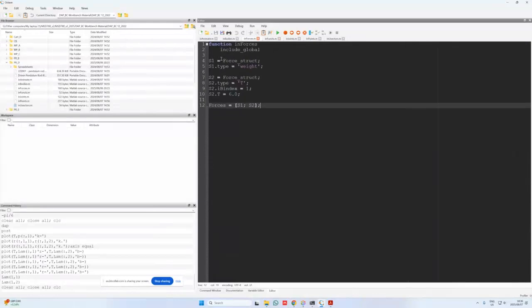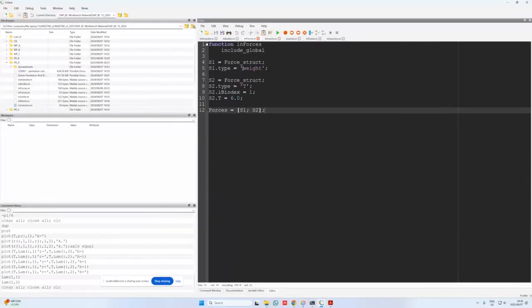The forces are now going to change. I still have the weight force acting on the system, but now I also specify S2, still a force structure. Dot type is now T, so this means I specify a torque. For a torque, I need to specify two things: the body index, so the body on which the torque is acting, and the magnitude or actual value of the torque, which includes the sign as well. Positive for counterclockwise, negative for clockwise. In this case, I'm applying a counterclockwise torque of 6 Newton meters to the system, and I want to see what's going to happen.